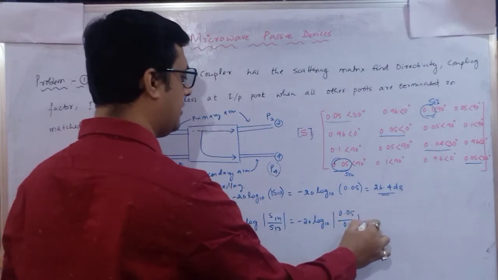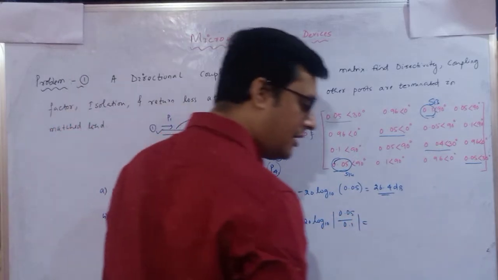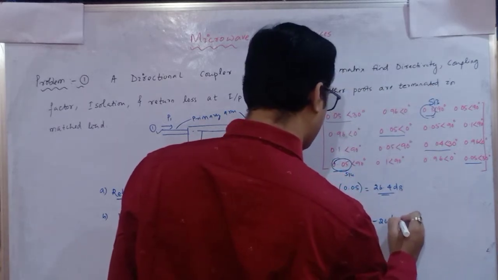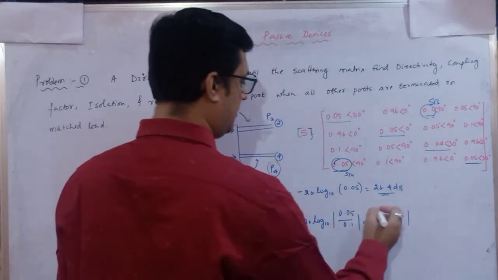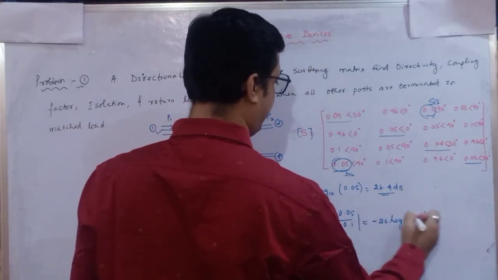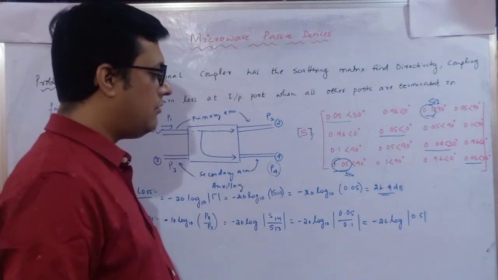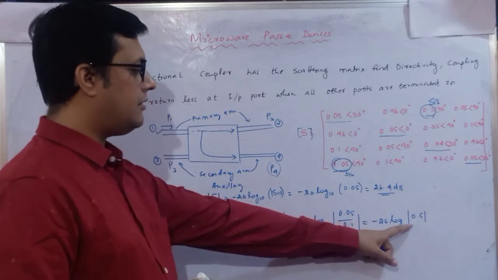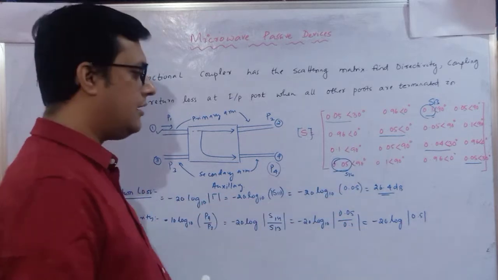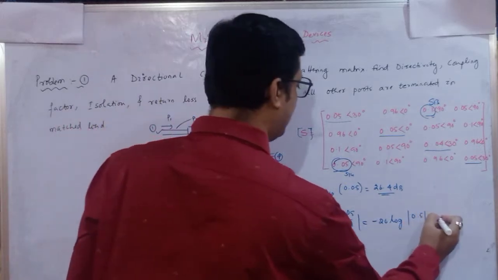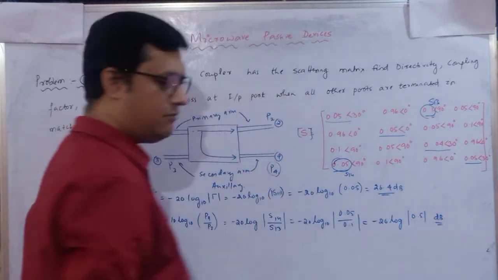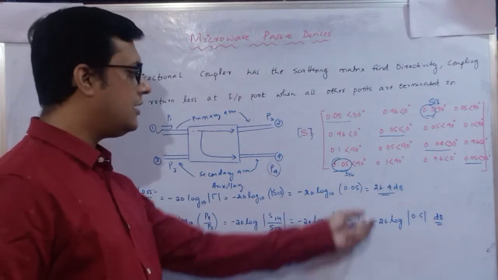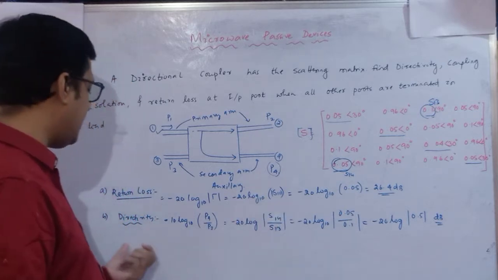I have substituted here. With the help of a calculator you can solve it. It is minus 20 log of 0.5, so near about 20 into 0.5, so it is 10, and you will solve for some values. This much dB will come, and due to the 0.5, the negative term will come out and become a positive value. Calculate it, you will get some value. So that is called our directivity.